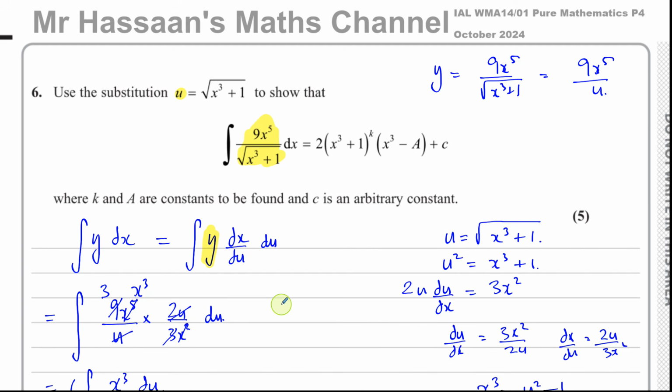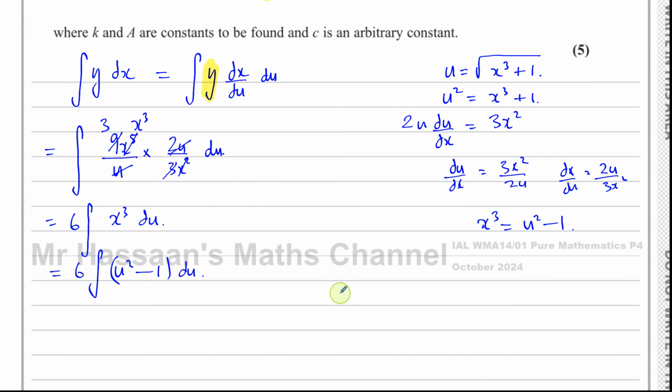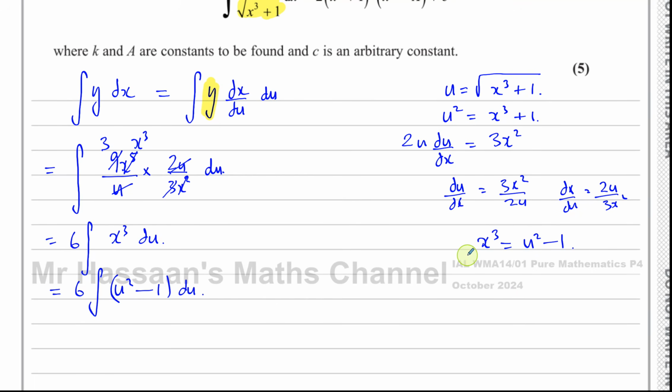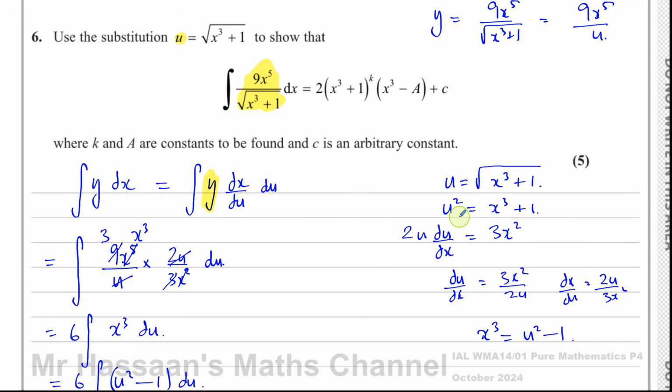That's how I've dealt with this question so far. The only thing that some people might be a bit unsure about is that this is using implicit differentiation.